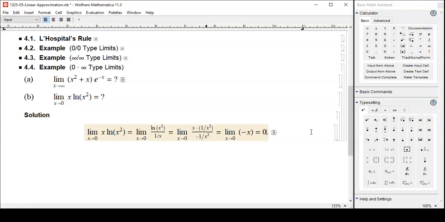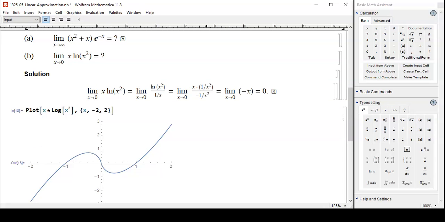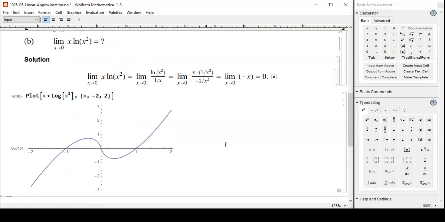And here's the answer. Do I have a plot? No? In that case, let me show you. x times log of x squared, here's a graph. So as I get closer and closer and closer from the right or from the left, the y coordinate gets closer and closer and closer to 0. At x equal to 0, this expression is undefined, but the limit exists.